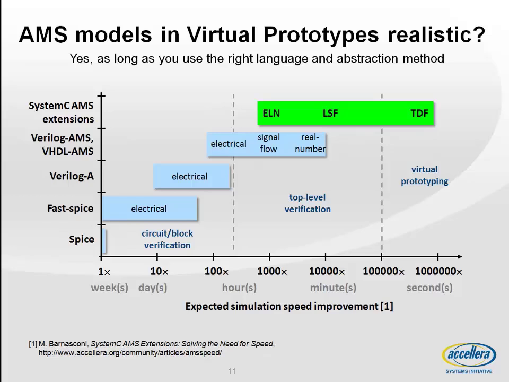And of course, it's a bit difficult to compare apples with pears in this case, but if the abstraction is right, so we use a data flow model of computation, we can really target high simulation speed, and inclusion in virtual prototypes is really possible.